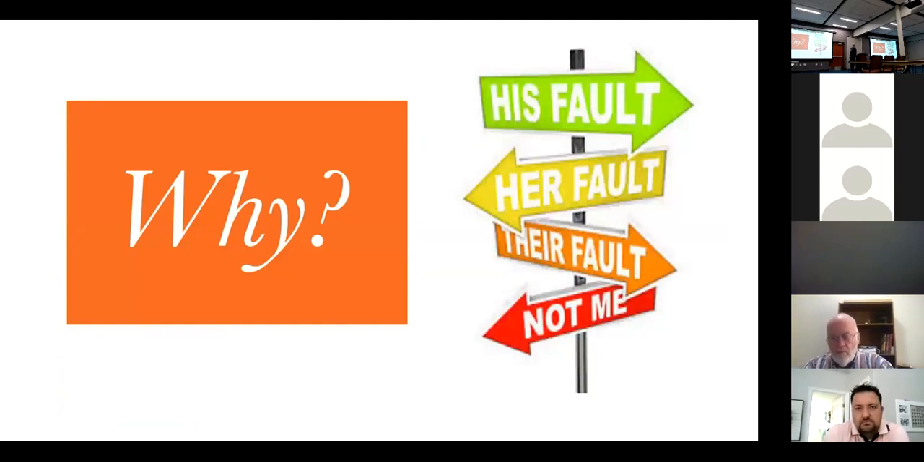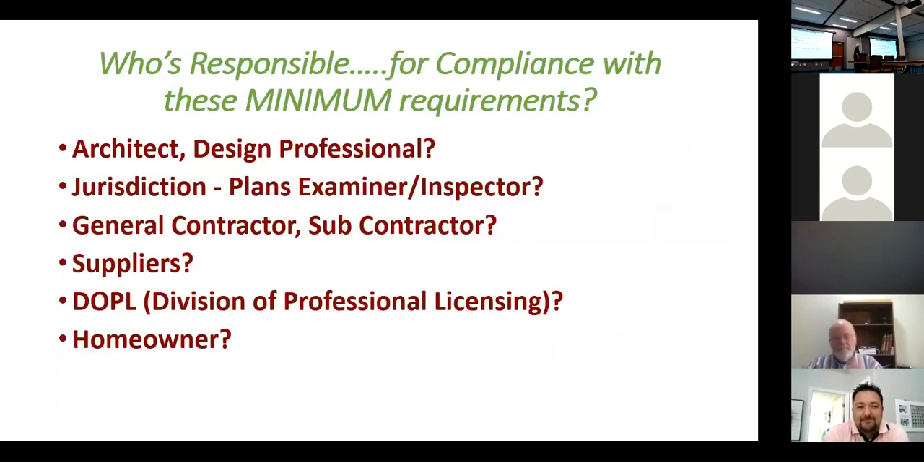We can be like politicians and just point our finger everywhere, right? It's everybody else's fault. I'm perfect, everybody else is wrong, right? This is who I think has some responsibility. Anybody disagree? And I even put the homeowner on there. I think the homeowner has the least amount of responsibility.